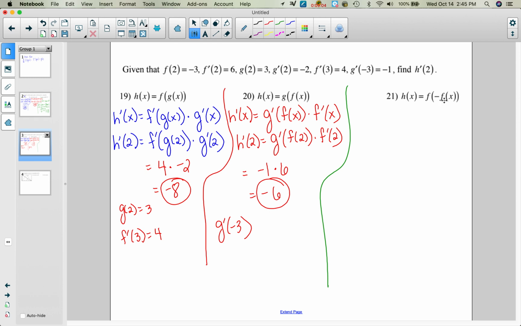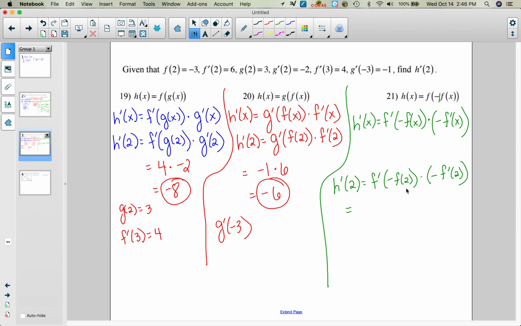So next, I'm going to use that same idea here. So h prime of x, the derivative of the outside function with the inside left unchanged times the derivative of the inside function. So this is like having a negative 1 times f of x. So when you do the derivative of the inside function, it's just going to be a negative 1 times f prime of x. So then h prime of 2, we get f prime of negative f of 2 times negative f prime of 2.